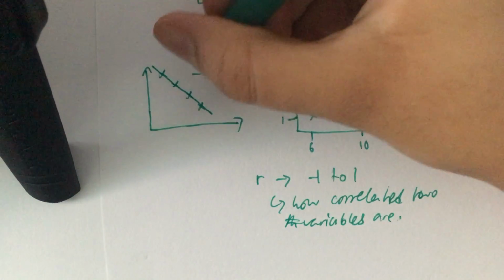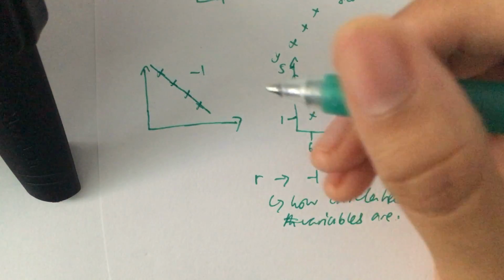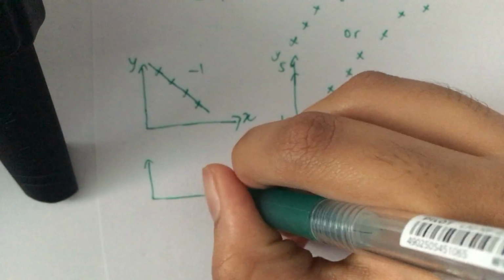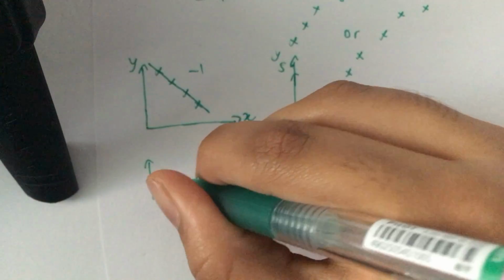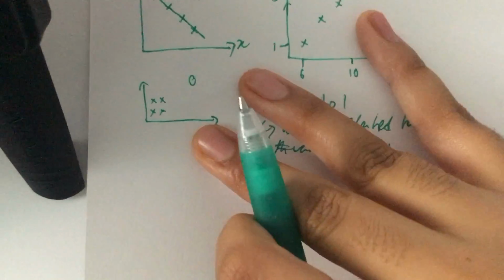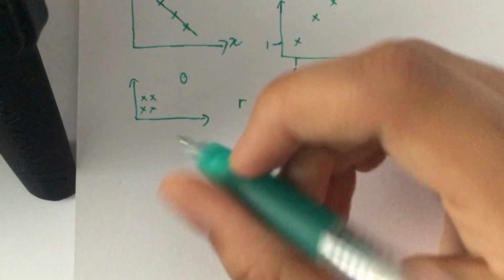It's like one value increases, the other decreases. That kind of a correlation. If it's 0, that means there's absolutely no correlation between the two. And if it's 1, there's a positive correlation between the two values, that they both increase or they both decrease.